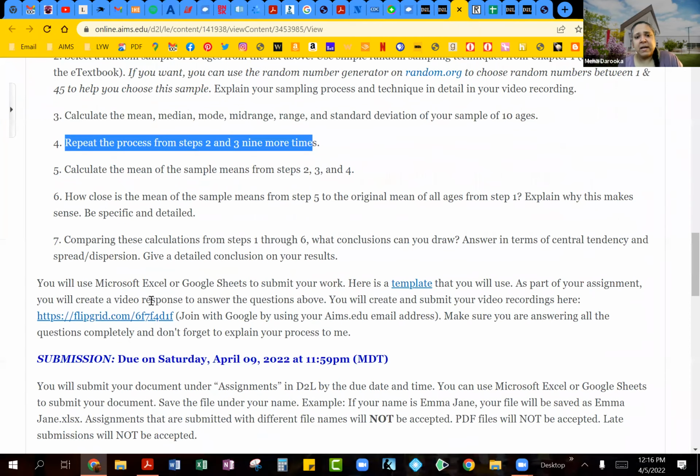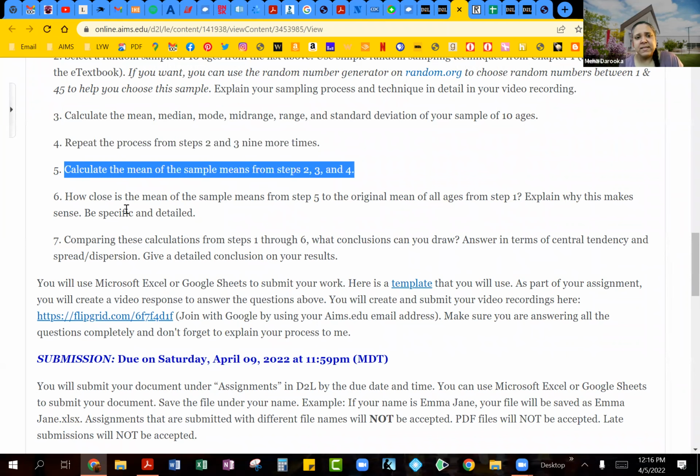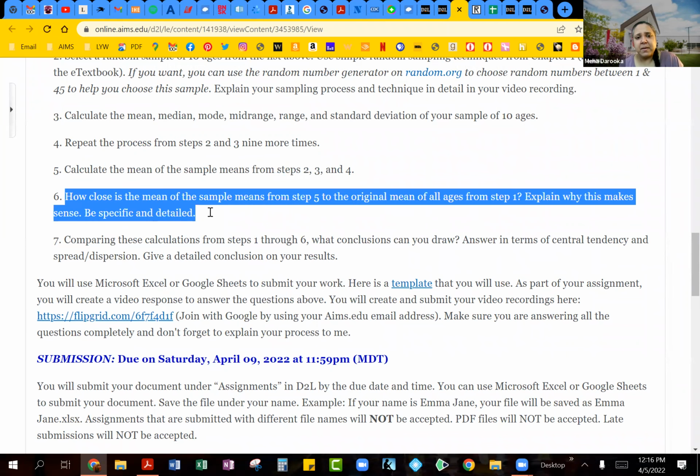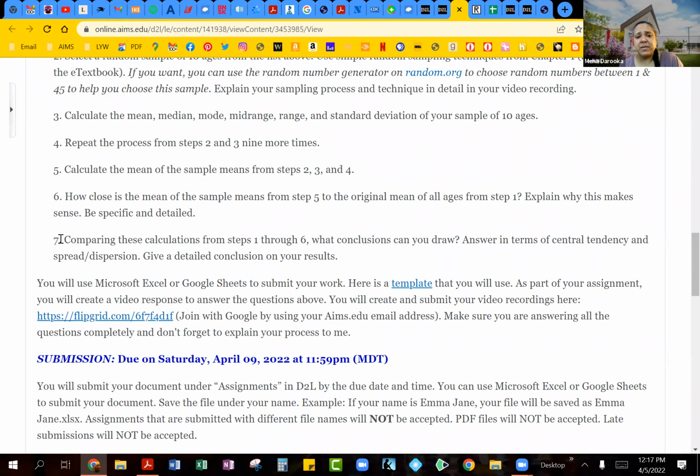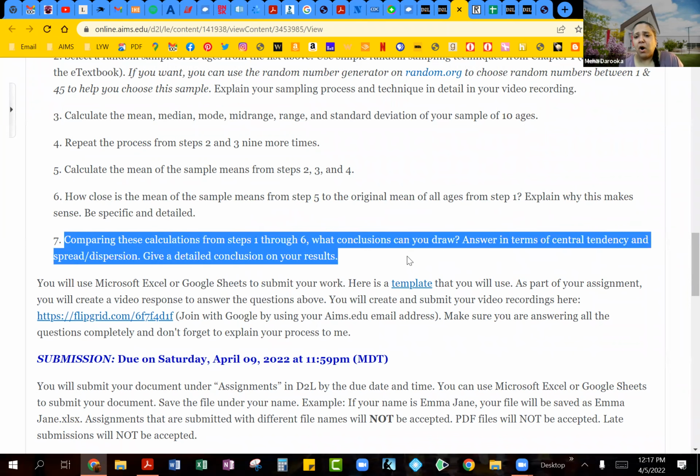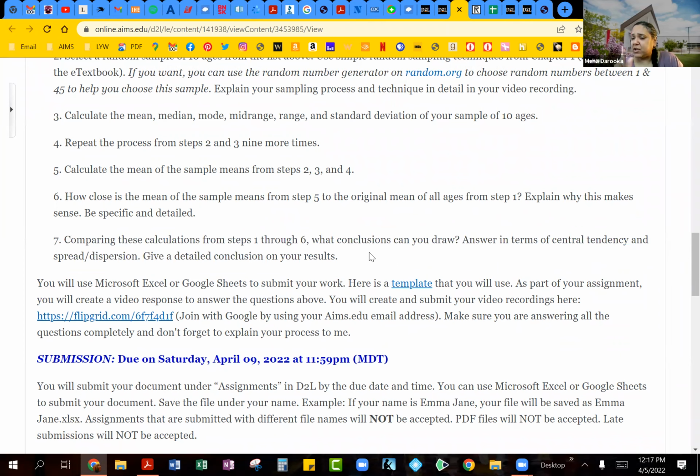So once you are done, you will calculate the mean of the sample means. Then you are going to make a comparison of how close the mean of the sample means is to the original mean for all the ages. And why does this make sense? Once you're done doing that, you are comparing all of your calculations. What conclusions can you draw, looking at measures of central tendency and measures of dispersion? What kind of conclusions can you make?